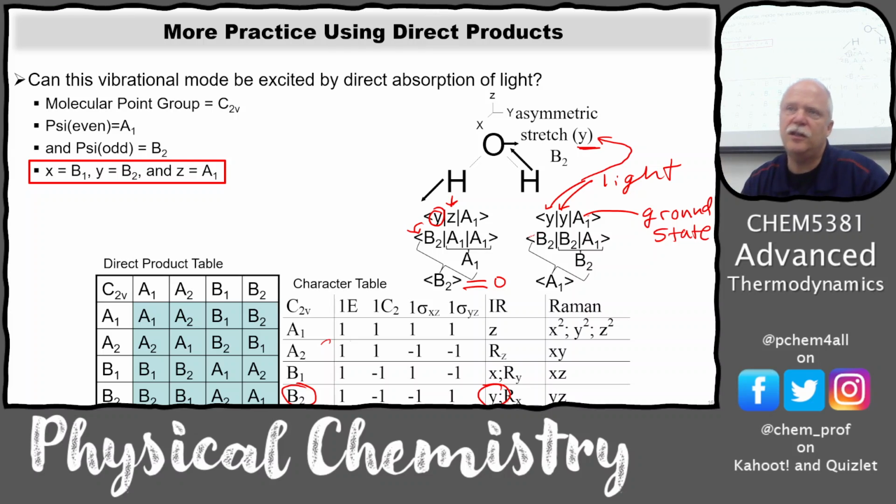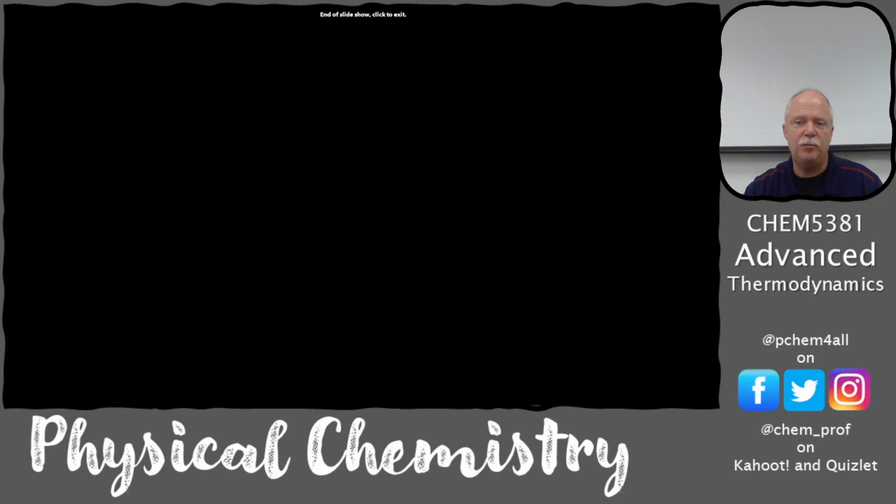We use the character table to assign their symmetries. So Y is B2. So A1 times B2 is B2, and then B2 times itself is A1. So this one is not equal to 0. And it's that simple. Okay. So that's all that's prepared for the notes.